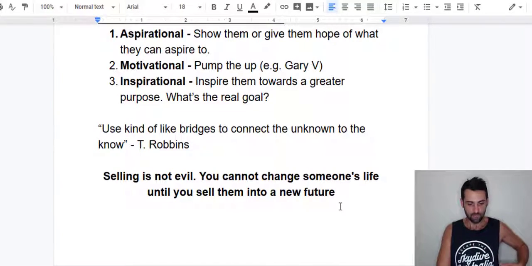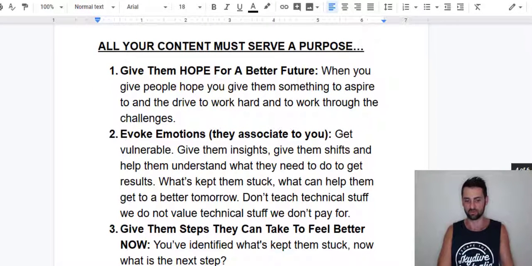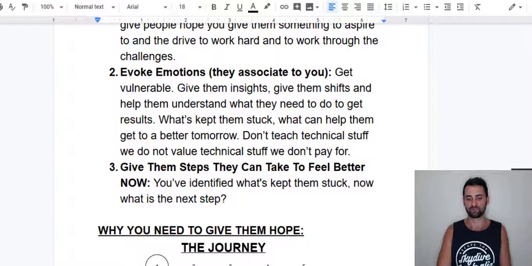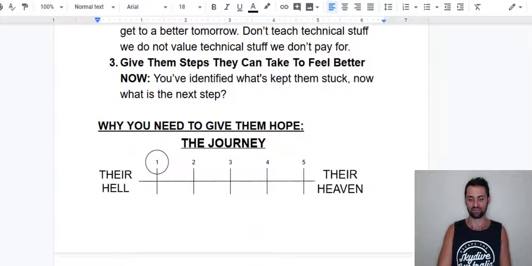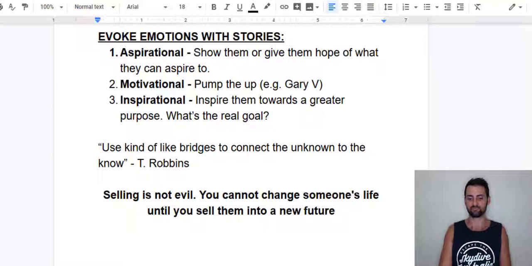what it is. Now, in the process of evoking hope and giving them hope and evoking emotions and everything like that, and aspiring them that they can do better, some people might take that as wrong, like you're giving them false hope, and some people might see selling as evil. But you cannot change someone's life until you sell them into a new future. So you need to be able to sell. You need to be able to give people hope if they're ever going to achieve their results.